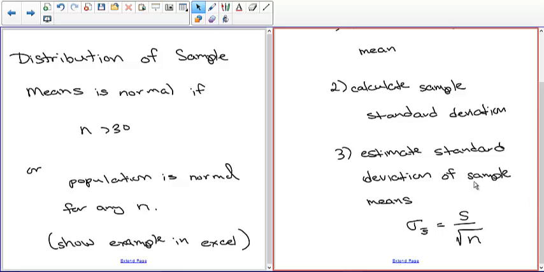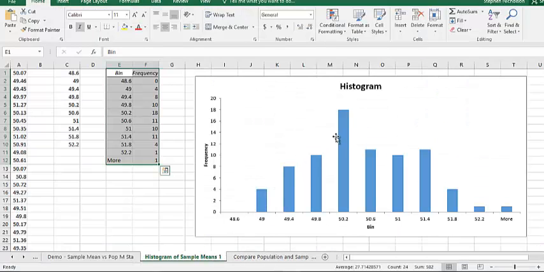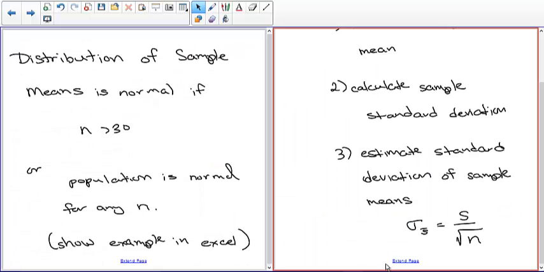You estimate the standard deviation of the sample mean. If we go back to my example, it's the standard deviation not of the original data, but of the means of the data for the various samples that can result from that population. You can estimate that by taking the sample standard deviation and dividing by the square root of the number of samples. The sample standard deviation is pretty close to the population standard deviation, but as you increase the number of samples, the standard deviation of the sample means gets smaller.